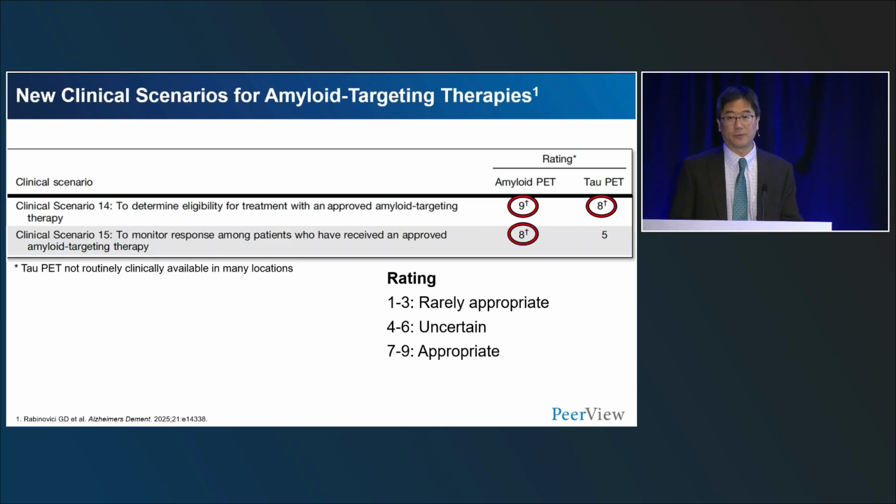And then clinical scenario 15 is a little bit more interesting, to monitor response among patients who have received an approved amyloid targeted therapy, and gave it also a very high appropriate rating of 8. And in case you're wondering, for tau PET, we actually thought it was appropriate for determining eligibility, but we need more evidence for monitoring. So in this new era where we actually have two FDA-approved, fully approved disease-modifying therapies, amyloid PET has really taken on a very important role.